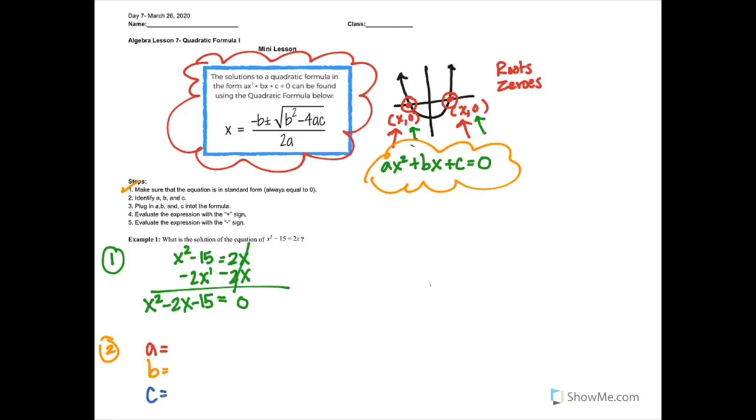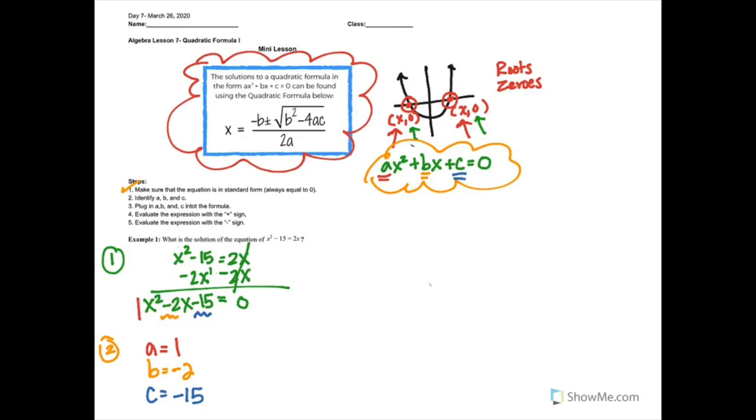Okay, so my a is the number next to the x squared, right? You can see it right here, so my a here is 1. My b is the number next to the x without the square, so my b here is -2. And my c is simply the constant, the number that doesn't have the variable, so in this case, -15.